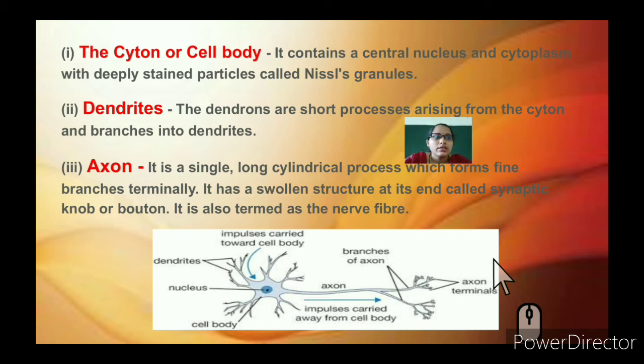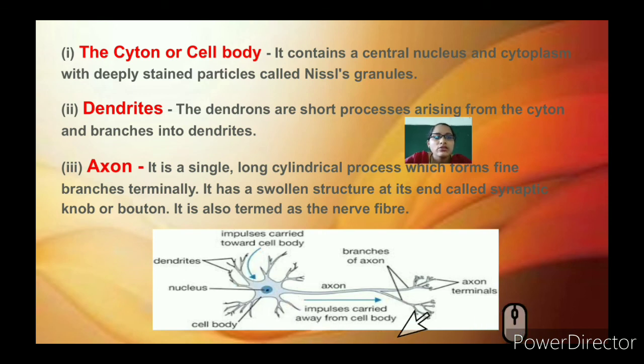So let's understand it in detail. What does the cell body do? The cell body consists of a central nucleus and a cytoplasm with deeply stained particles. These particles are known as Nissl's granules. Next, the dendrites. The dendrons are short processes arising from the cyton and branching into the dendrites. They carry the electrical signals.